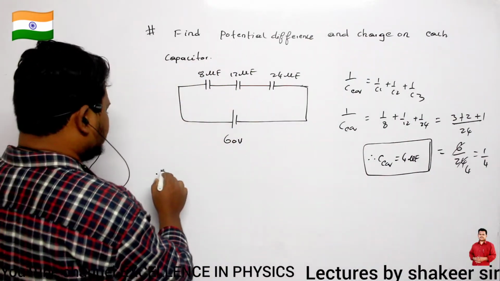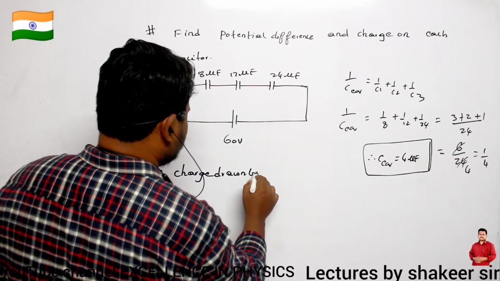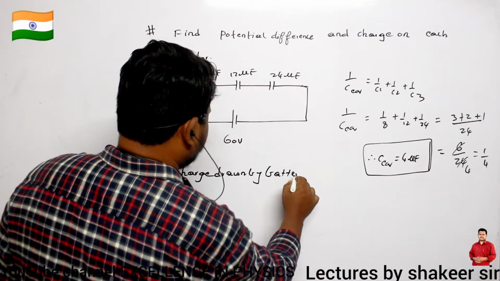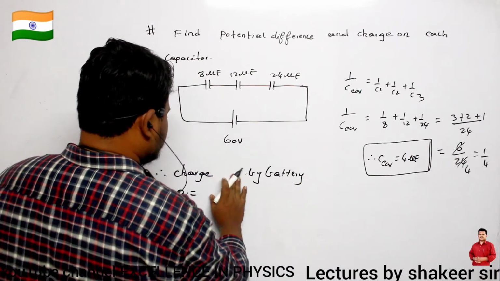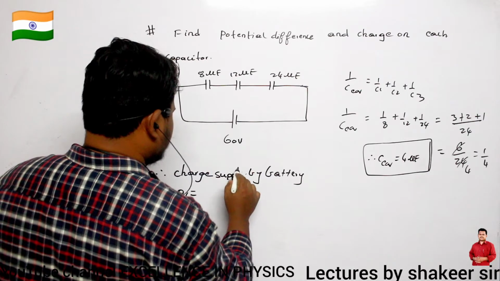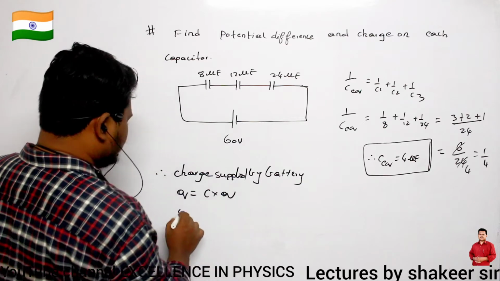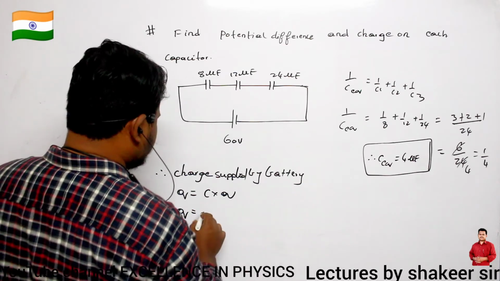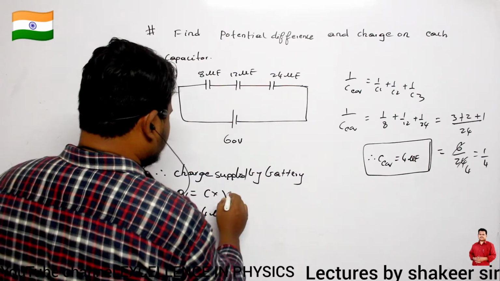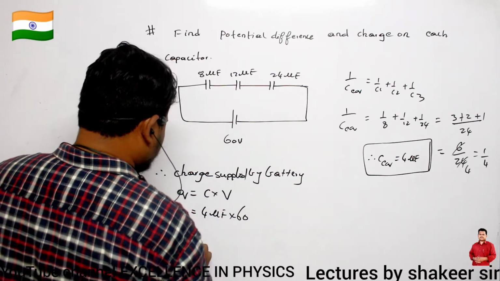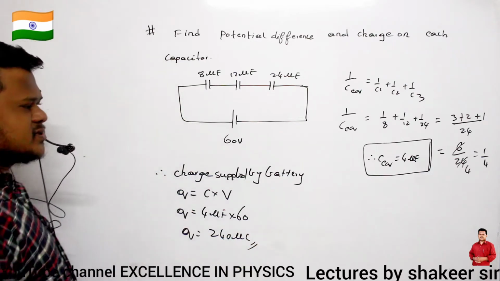So therefore, I can calculate the charge drawn by the battery. Charge supplied by battery. Clear? So Q is equal to C into V. What is the total equivalent capacitance? 4 microfarads. And potential is how much? 60. So 6 4s are 24, 240 microcoulombs is the charge which is supplied by the battery.